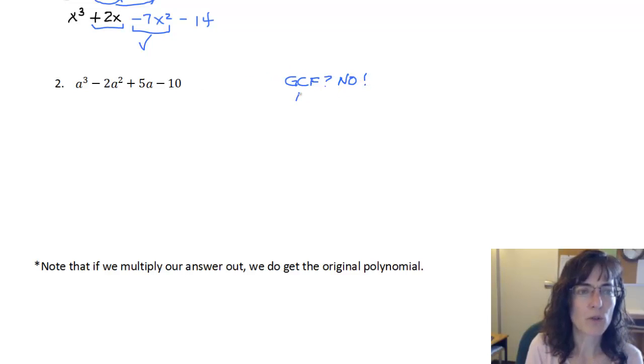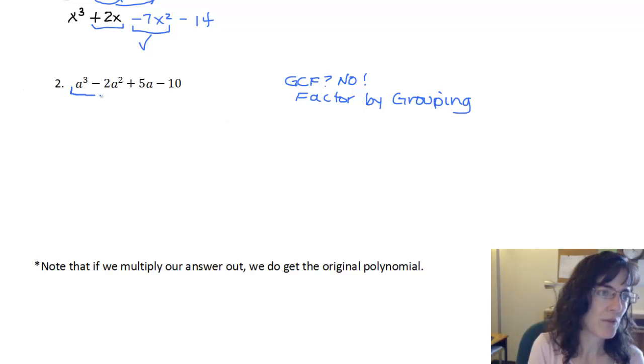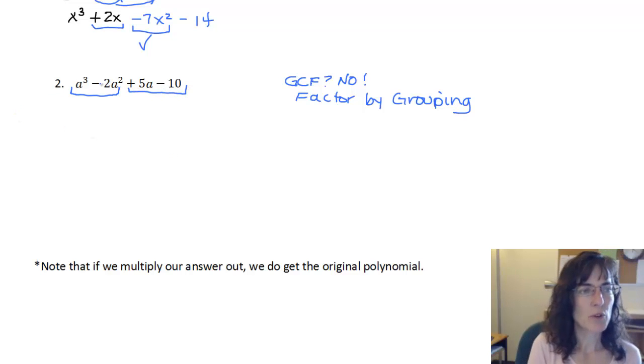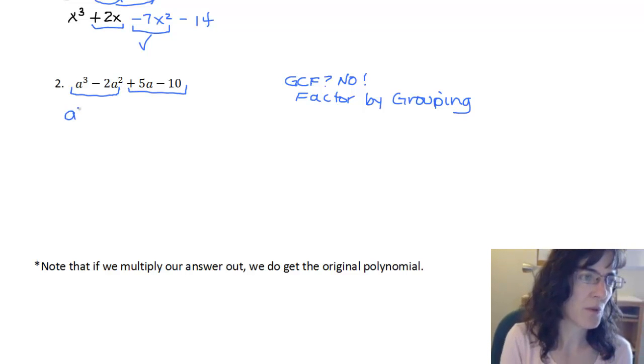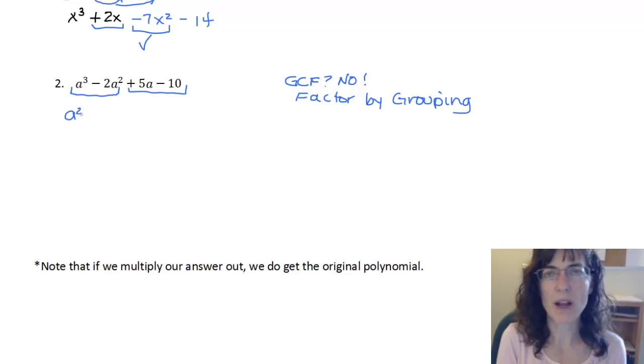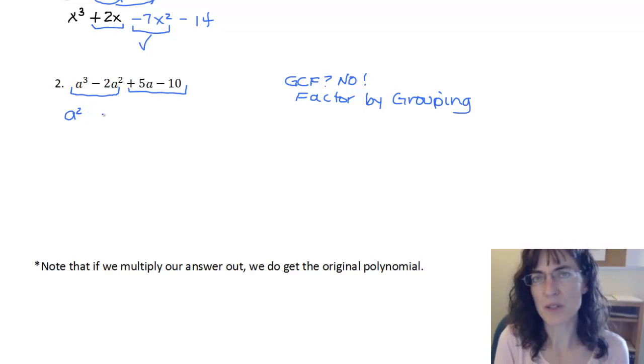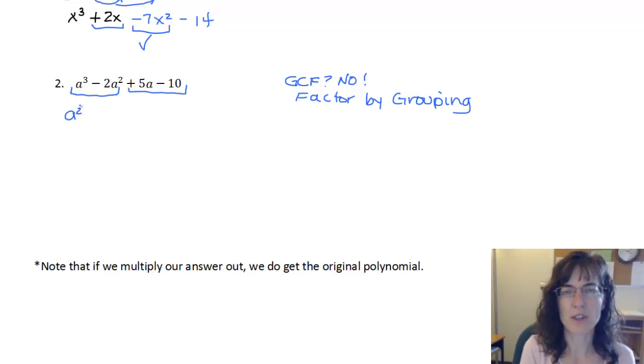So then I will go to factor by grouping. And to do that, I'm grouping the first two together and then the next two together. And I'm looking on those first two terms, what is a greatest common factor for them? And I see I have a's on both, and a squared is my smallest exponent, so a squared is my greatest common factor. There's no number part because the first term doesn't have a coefficient other than 1, so there won't be a number for a greatest common factor.